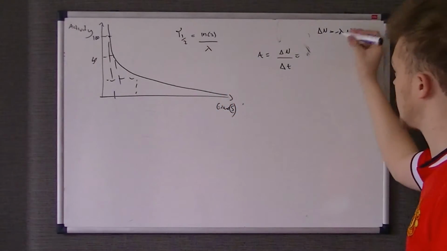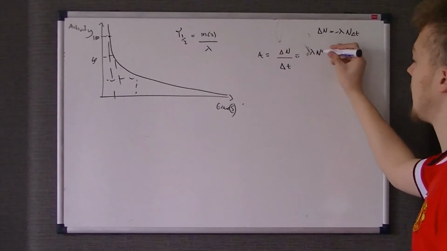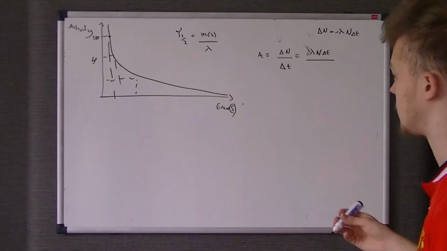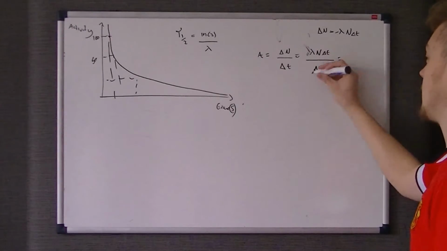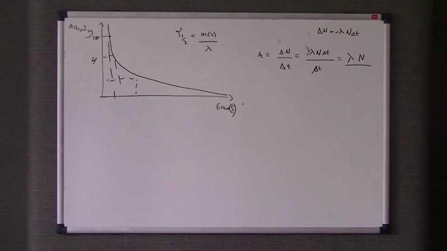But anyway, when we put this equation in for delta n, we put lambda n delta t, and I've changed it from a negative, but as I said, it doesn't really matter, over delta t. Delta t cancels, so we get A is equal to lambda n. In other words, the activity is equal to the decay constant times the number of molecules. So that's how we come up with the activity formula.